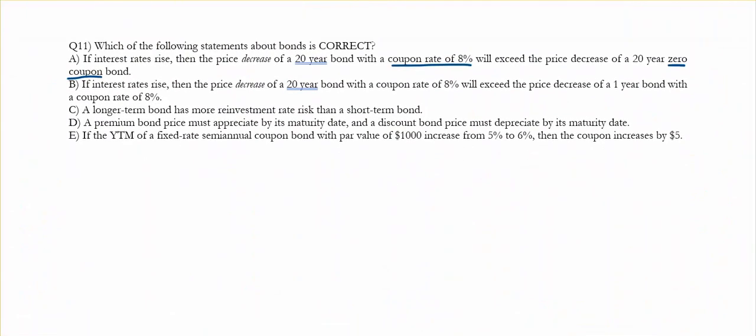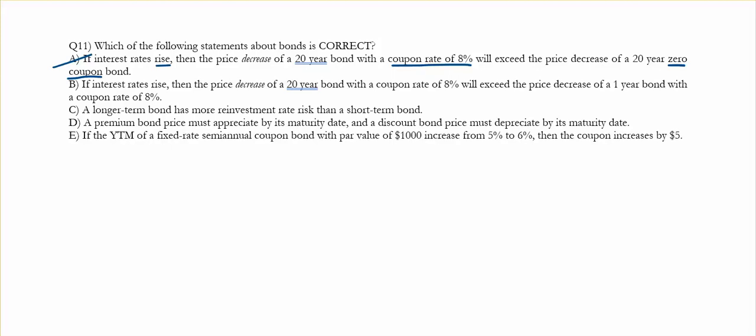So if interest rates go up, because as interest rates rise, we know that the price will go down, and the price of the 20-year zero coupon bond will go down by more than the 8%. So A is a contradiction of that property. The price decline will be greater for the zero coupon bond, because that's obviously 0 is less than 8.